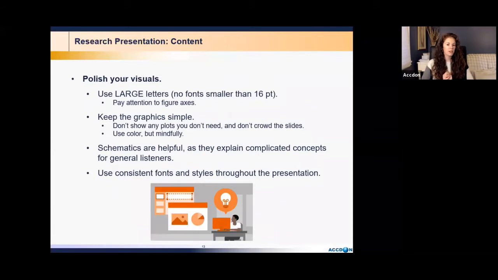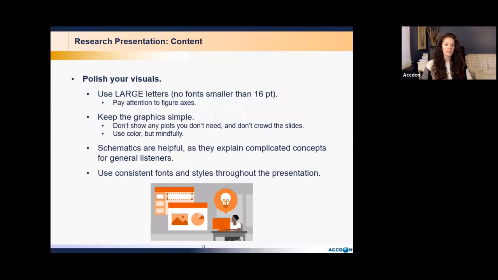And very importantly, you need to polish your visuals. And I say polish because that often means change your visuals from your manuscript to be a little bit different for your talk. As scientists, many of us have plots and graphs that have figures and that have axes. Please use large letters for your figures. No font smaller than 16 point. And for reference, 16-point font is on this slide. It's the smaller font that I have in the sub-bullets of this presentation.